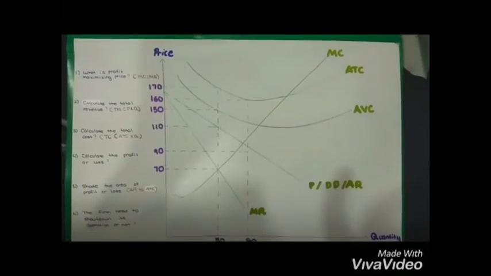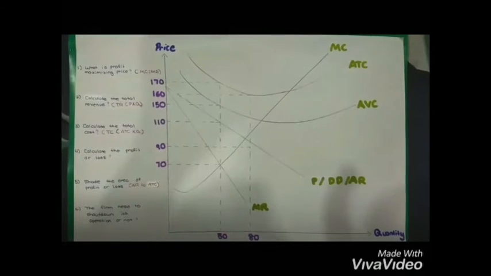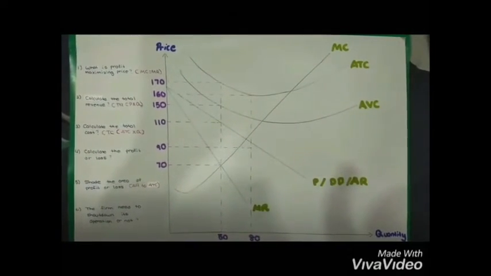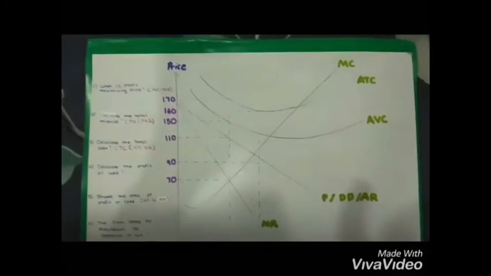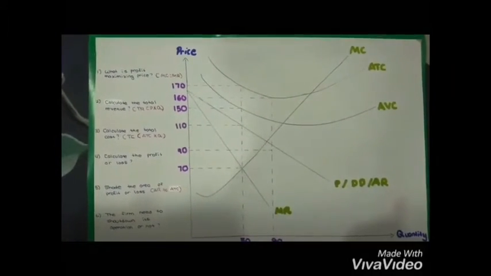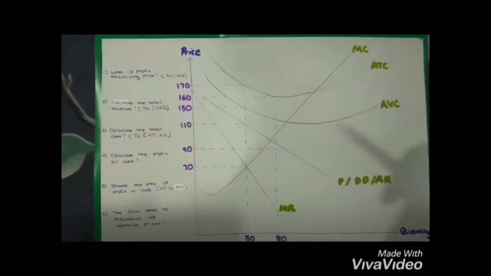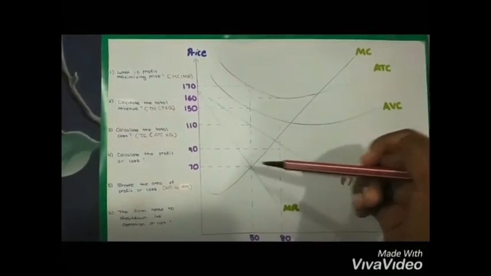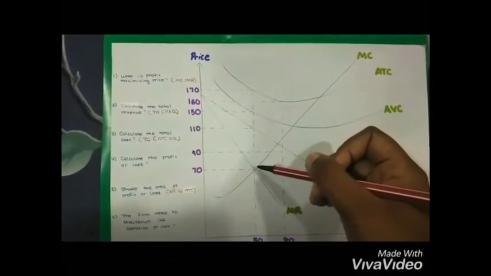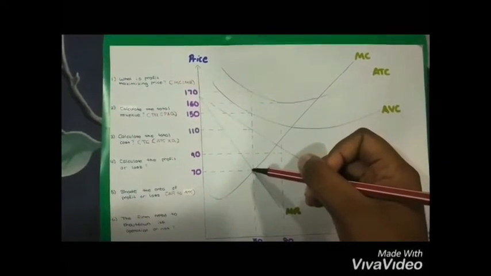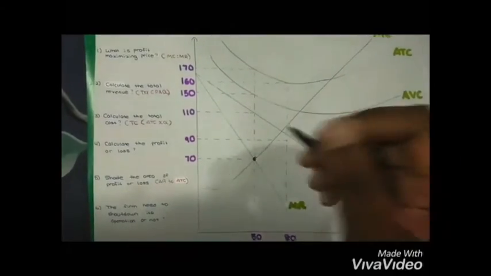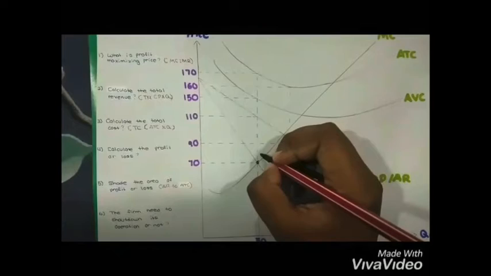Today I'm going to explain how to solve the economic loss curve. This is the question that usually comes out. First question is, what is the profit maximum price? MC equals MR. This is the MC, this is the MR. The maximum profit quantity is 50, and this is point A.